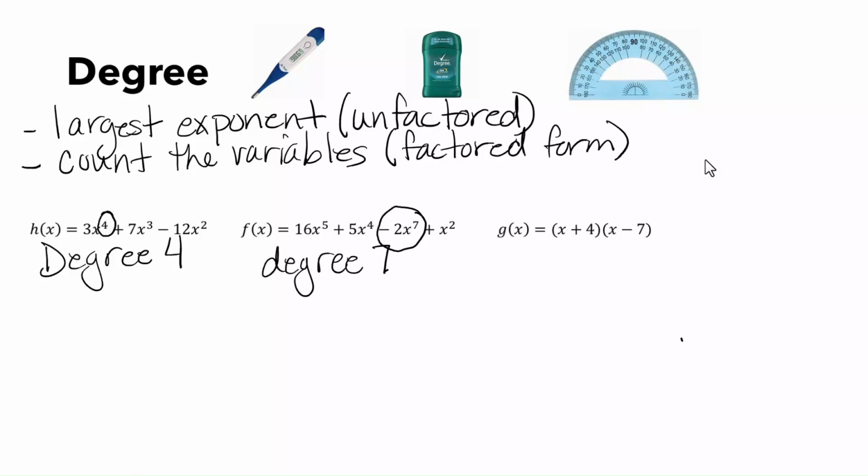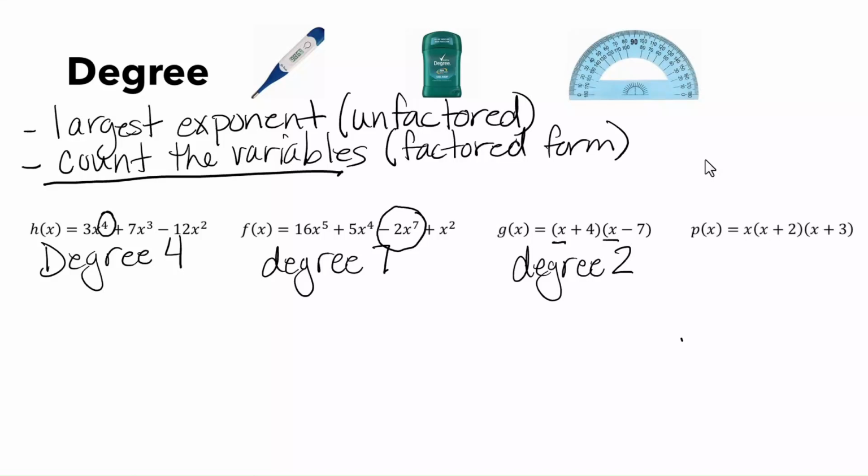All right, this g of x is an example of a function in factored form. Factors are things you multiply together. So factored form means two things multiplied together. In that case, we count the variables. We have 2 variables, which means this is degree 2.